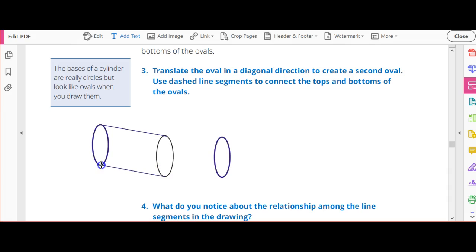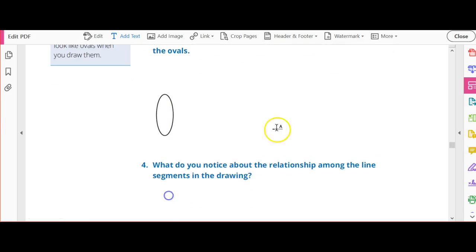So now we have translated it diagonally. So in other words, what we're saying is this line here to this circle does not make a 90-degree angle, okay? This one would be less than 90, that would be greater than 90, right? So what do you notice about the relationship among the line segments? Well, the line segments are still parallel. We'll put that down there. So the line segments are still parallel.